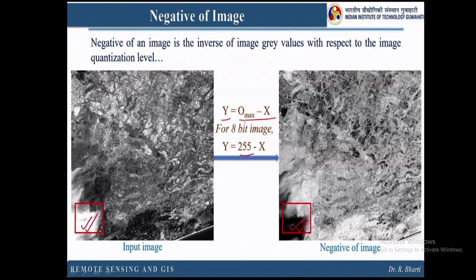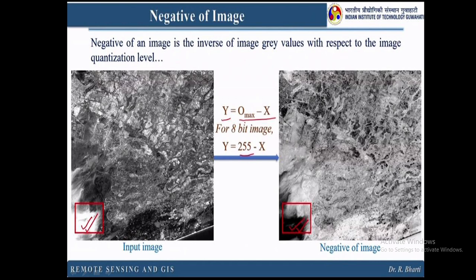Then this is the negative image. The negative image is output maximum minus input, so y equals 255 minus x for an 8-bit image, and 127 minus x for a 7-bit image. The negative of the image is the inverse of the image gray value with respect to the image quantization level.